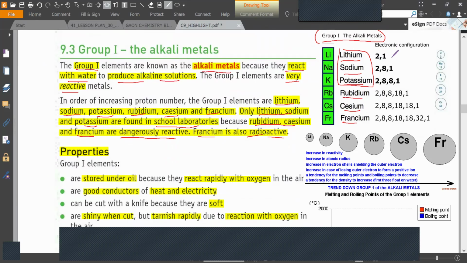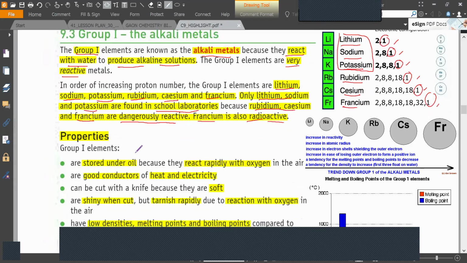We can see the number of electrons increasing. The electron configuration is also more complicated, but we don't need to concern ourselves with that. The main thing is that they all have one outer electron, which means they are in group 1, so they have the characteristics of group 1.